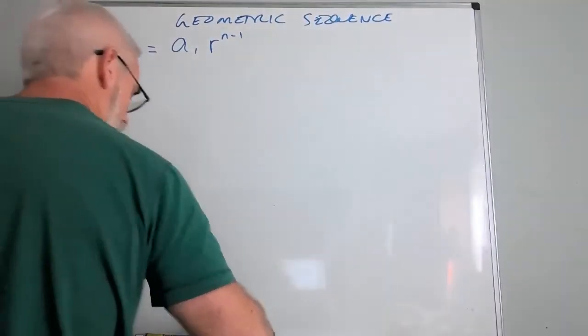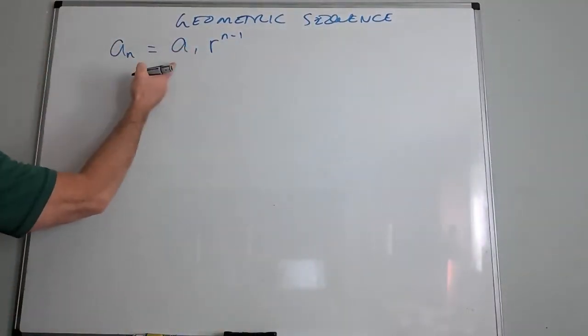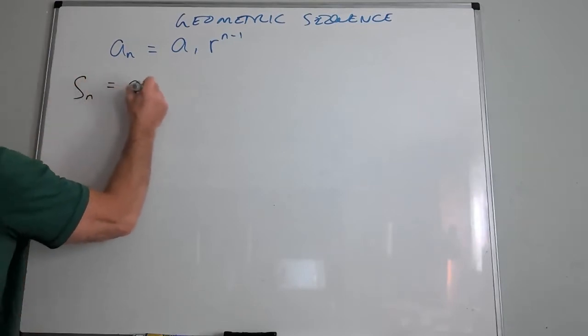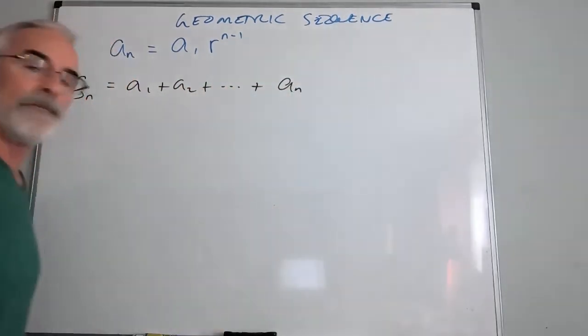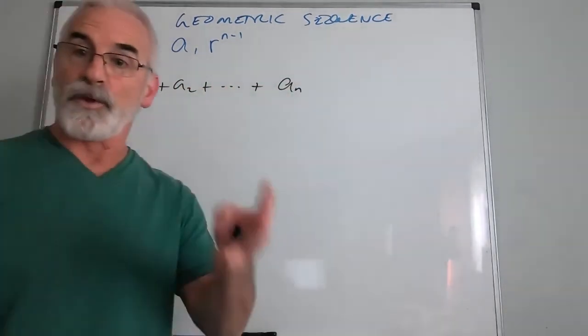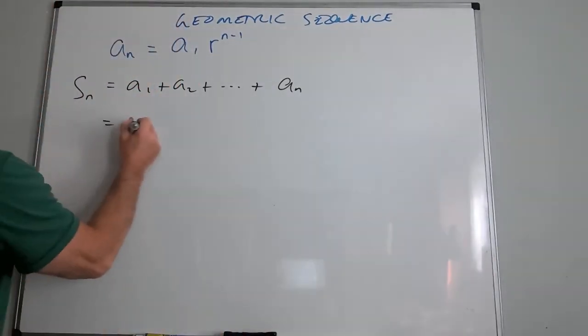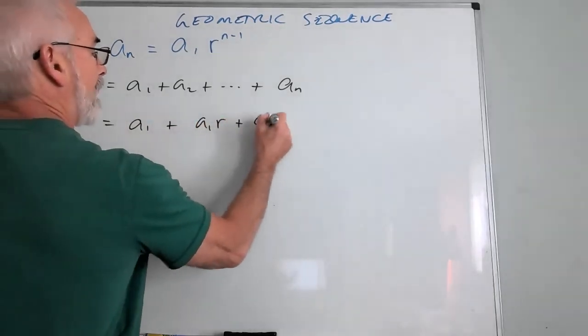All right. So I have a geometric sequence, looks like this. I want to add up the first n terms. That means I want you to do the following. Okay, but let's replace these with the actual terms from the geometric sequence. So that means this is a1 plus a1r plus a1r squared.